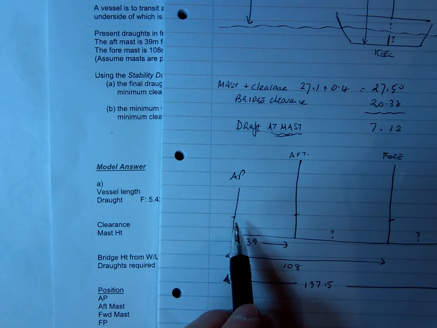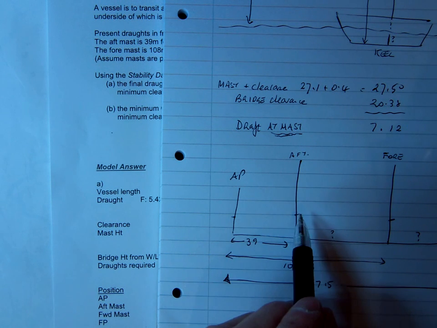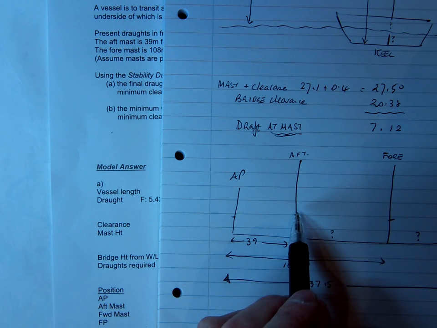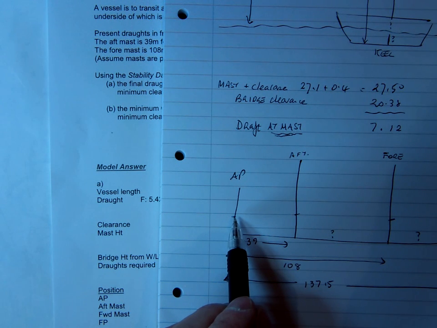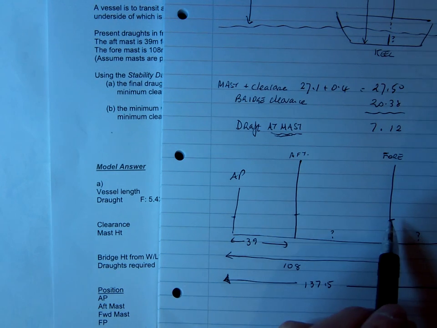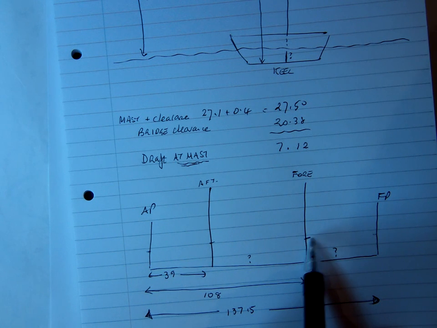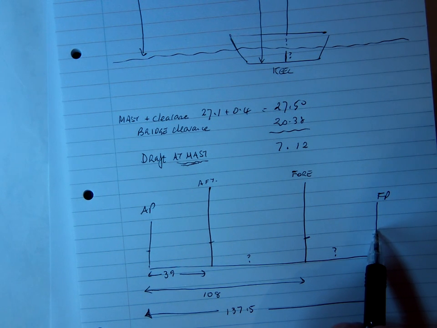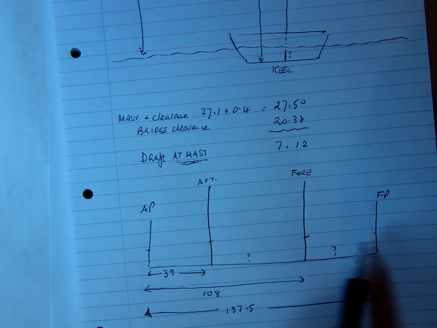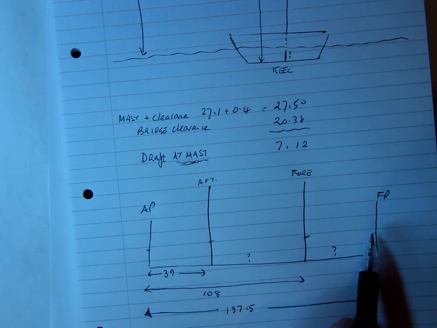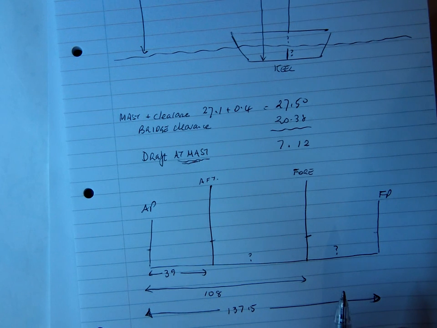Now, I think it's self-evident to say that if we are trimmed by the stern, and you get your draft at the after mast, then the after draft has to be deeper than that. Must be deeper if we're trimmed by the stern. And the opposite, of course, is true with the foremast value. So when you get this foremast value and mathematically work out the draft at the forward perpendicular, then that has to be a negative amount. Must be negative as long as we are trimmed by the stern. The opposite is true if we're trimmed by the head.